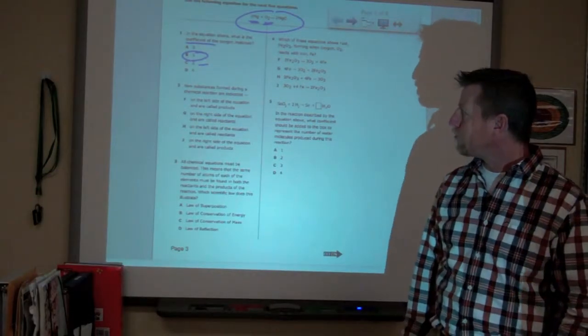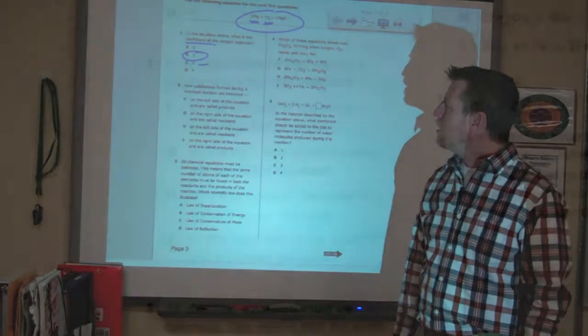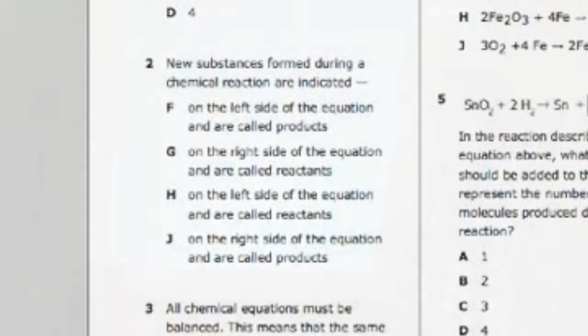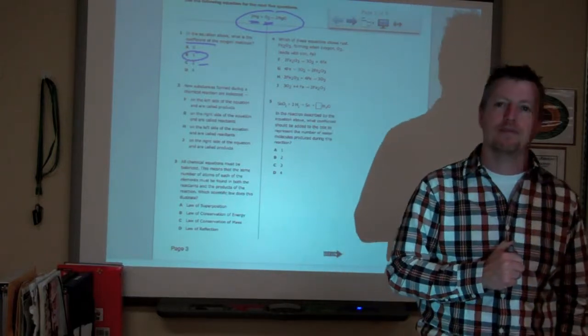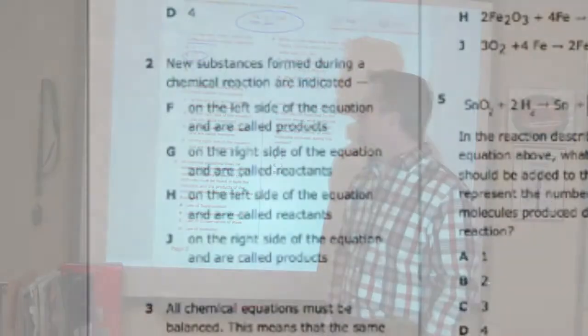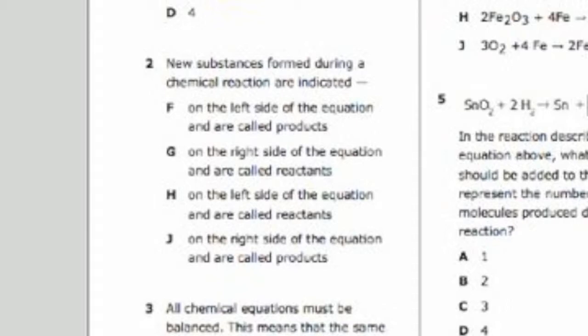Okay, number 2. New substances formed during a chemical reaction are indicated where? What side of the arrow sign would the new stuff be on? Right side. So letter F, does it say right or left side? Left, so that one's already out. Letter G, does it say right side? Yes. Okay, so that could be an answer. How about H, does it say left or right side? That's out. And J, does it say left or right?